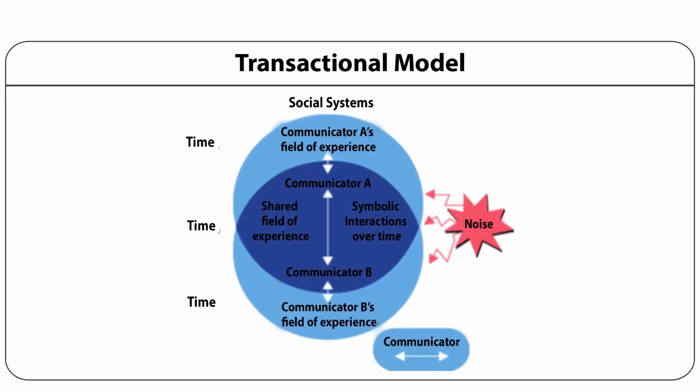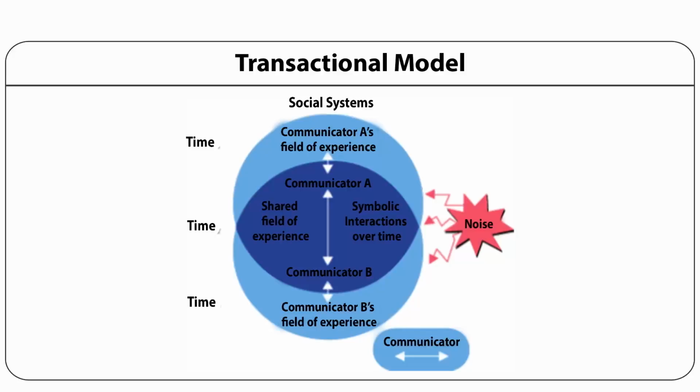The next one is the transactional model. The main drawback in the interactive model is that it does not indicate that communicators can both send and receive messages simultaneously. This model also failed to show that communication is a dynamic process which changes over time. The transactional model shows that elements in communication are interdependent.